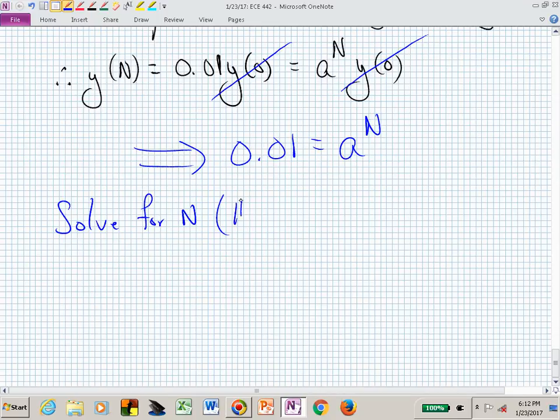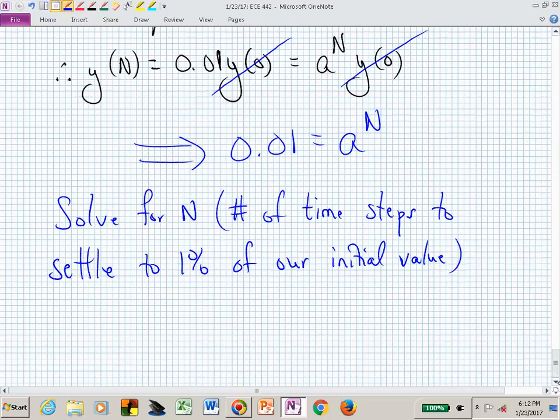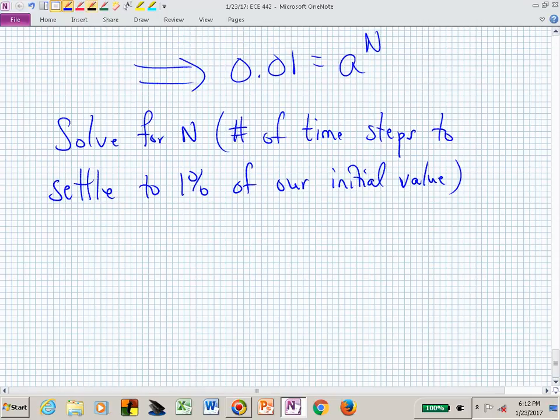What does n represent? That represents the number of time steps to settle to 1% of our initial value. And this is why we went to math class in high school. So we can solve this. We remember how to use logarithms, right?